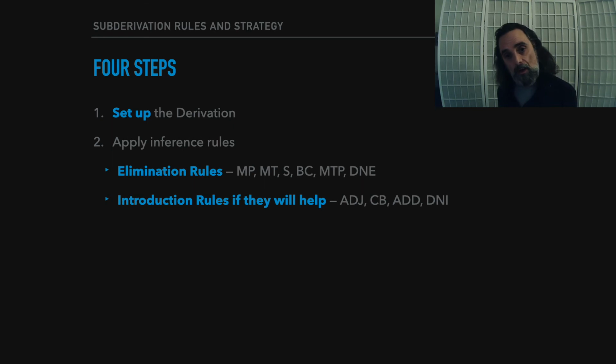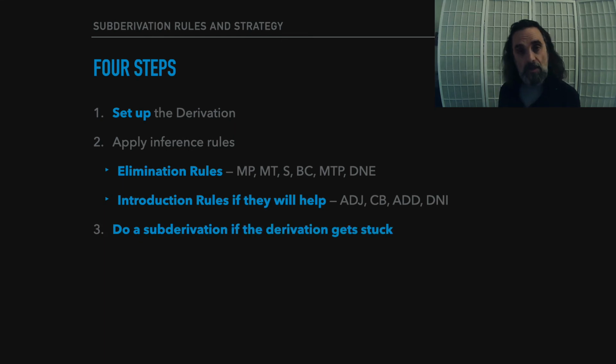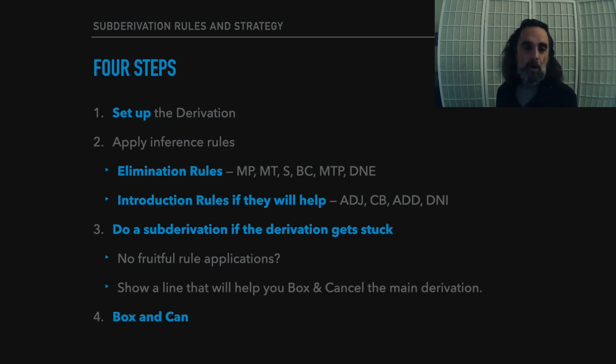We use those if they'll help. We always want to apply our elimination rules because they're breaking the problem down, giving us simpler claims, which is always useful. We use the introduction rules if it will help, either allowing us to box and cancel directly or to apply an elimination rule. If the derivation gets stuck, then we want to do a subderivation, and we've talked about our different subderivation strategies. And we ask, are there any fruitful rule applications to tell if the derivation is stuck or not? And then finally, of course, we will box and cancel.